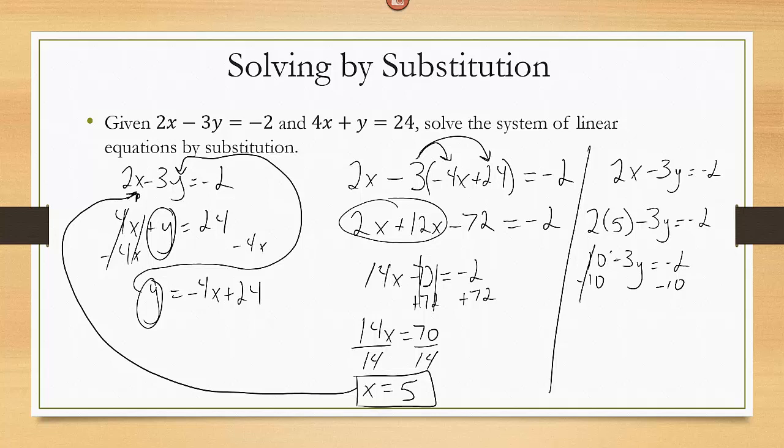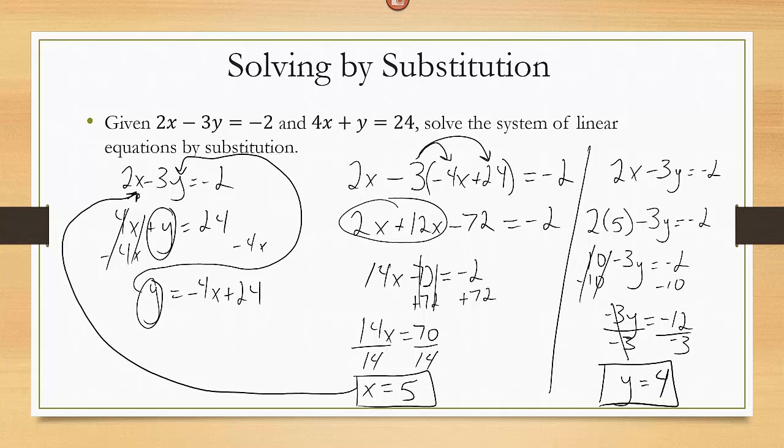So this cancels. We're left with negative 3y equals negative 10 minus 2. That's negative 12. Now we want to divide by negative 3 so we can get y by itself. So divide by negative 3. That cancels, so we're left with y equals negative 12 divided by negative 3, which is positive 4.